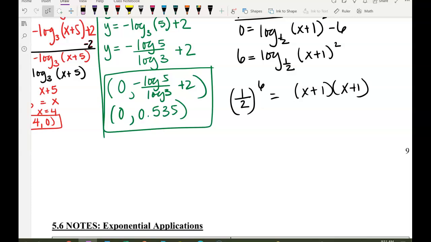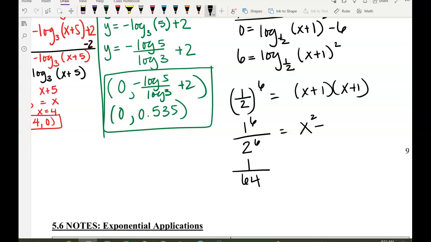1/2 times 1/2 times 1/2, 6 of that. What would that be? 1 to the 6? No, 2 to the 6. That's what 1/2 means. Well, obviously 1 to the 6 is what? 1. What's 2 to the 6, y'all? 64. All right, so let's FOIL this out.